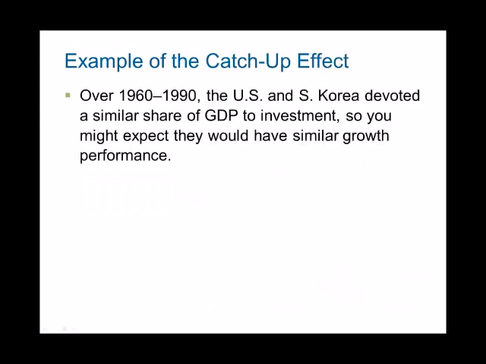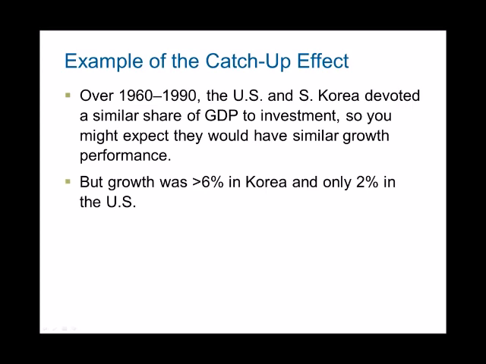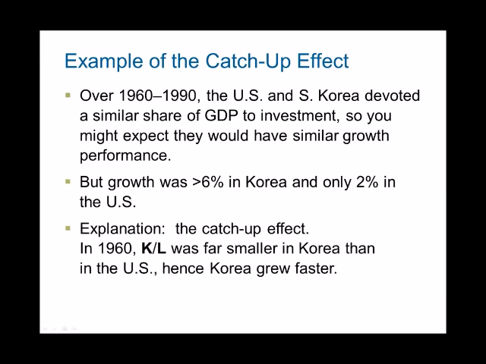So what example do we have? Over the period of 1960 to 1990, the US and South Korea devoted a similar share of GDP to investment. However, the US was a much, much wealthier country than South Korea. It still is, but the growth rate in South Korea was over 6% during that time period, whereas it was only 2% in the US. And this is explained by the catch-up effect. In 1960, capital over labor was far smaller in Korea than in the US. So if you gave Koreans more capital, they were able to increase their productivity at a much higher rate.